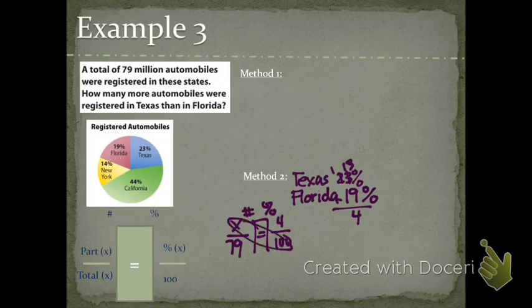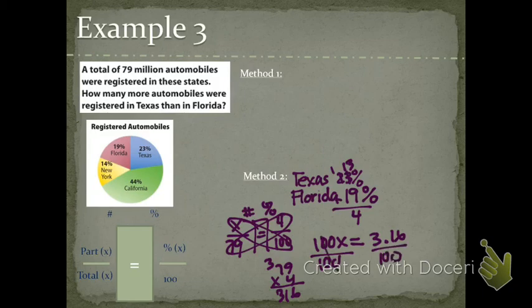So I'm going to cross multiply. So I get 100x, 79 times 4, get 316. Divide. Oops, I put 3.16. That was the answer. So we get 3.16, which the other one I think was 17. We're off barely. Million are registered in Texas than Florida.